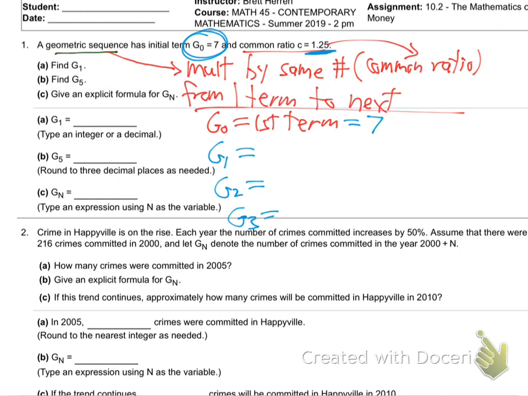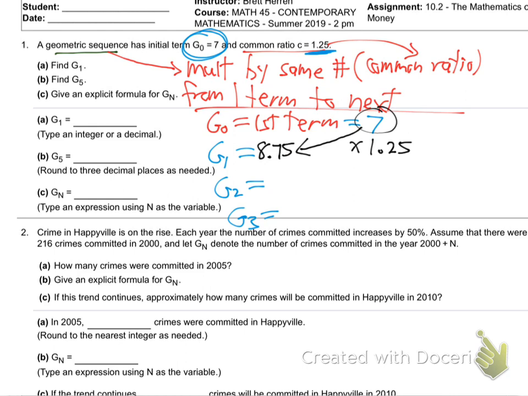So then that means you just take the 7, the first term, and to get the next term, you go times 1.25. Just grab your calculator. Go 7 times 1.25. And I'm getting 8.75. Did you guys get that?